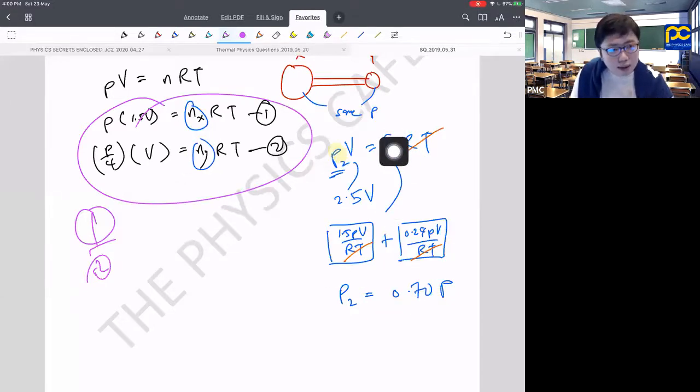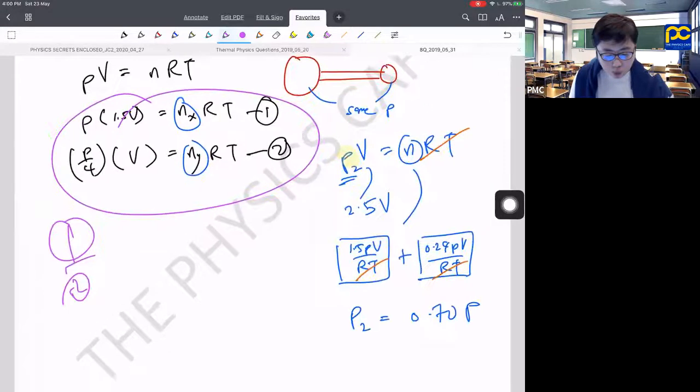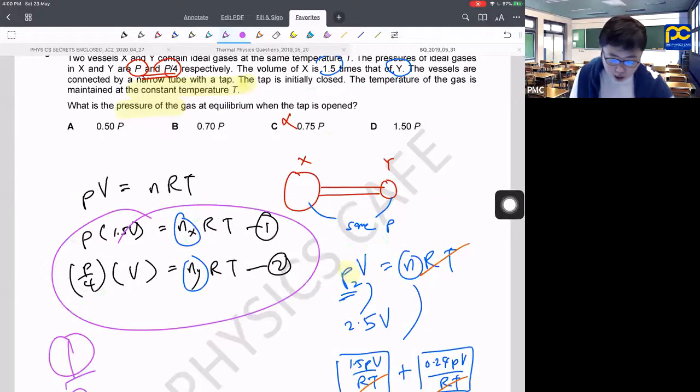Okay, and this seems to be faster. You may not like it initially, because there are so many things here, but trust me. The RT will get cancelled away, because they say there's no change in temperature. When I open the tap, there's no change in temperature. The temperature remains the same. See here?